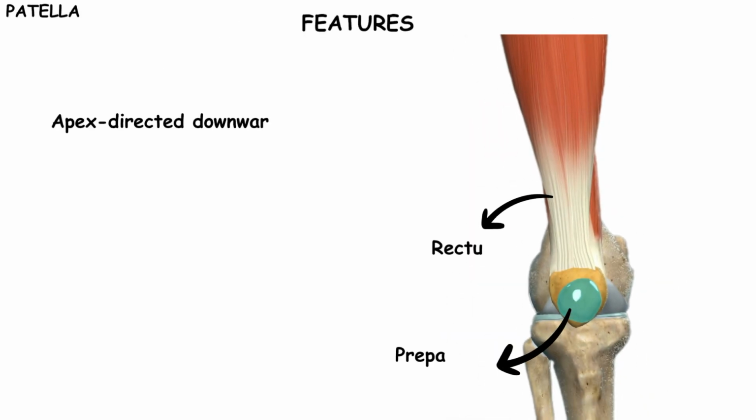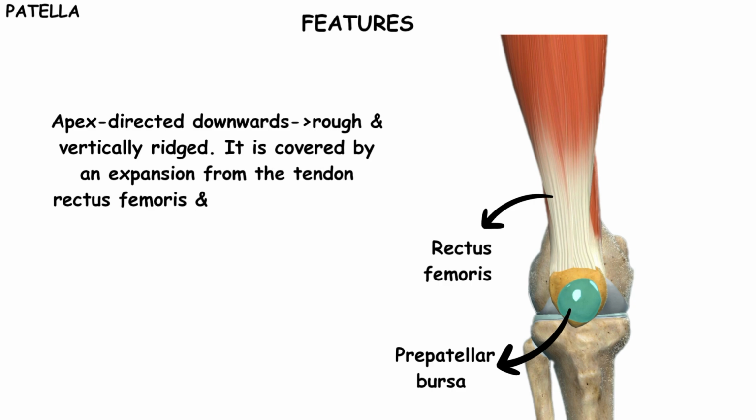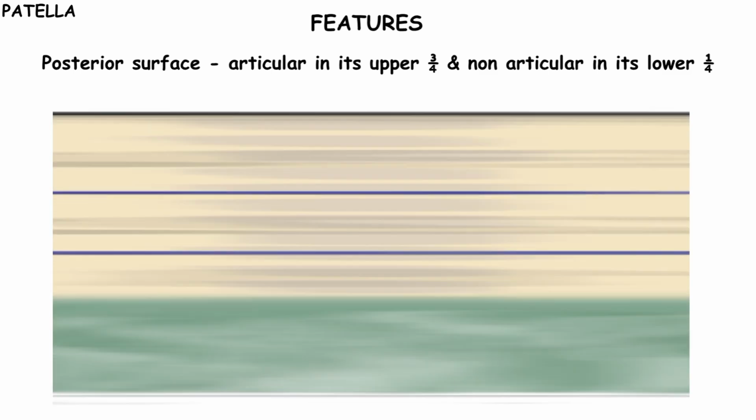Features of the patella. Apex directed downwards, rough and vertical ridge. It is covered by an expansion from the tendon of the rectus femoris and is separated from the skin by prepatellar bursa. Posterior surface articulates in its upper three-fourths, non-articular in lower one-fourth.